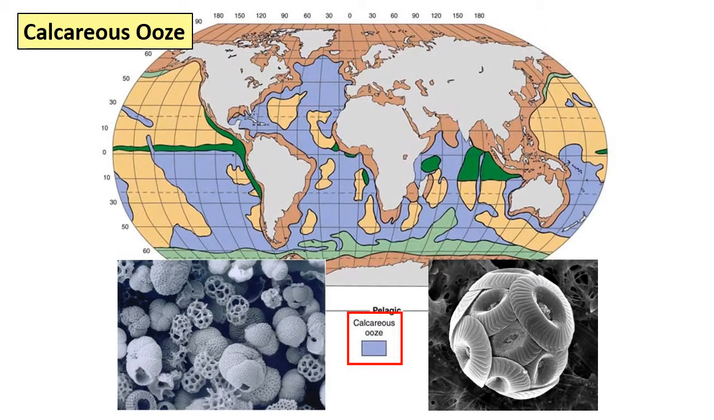So fine-grained calcium carbonate sediment, or calcareous ooze, covers nearly half of the ocean floor, including large areas of the Atlantic Ocean, the Indian Ocean, and a little bit of the Pacific, especially in the southern or eastern Pacific. Calcareous ooze is composed primarily of the microscopic shells of single-celled organisms that live near the surface of the ocean. And when these organisms died, their shells sank to the seafloor and accumulated in the sediment.